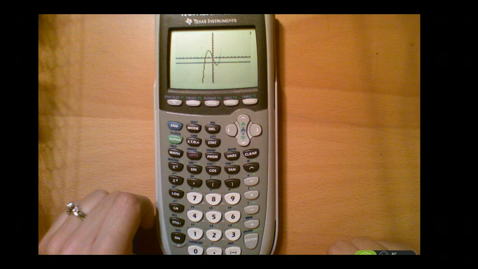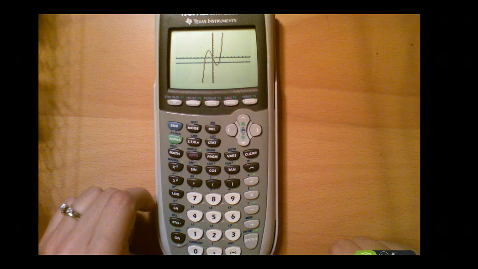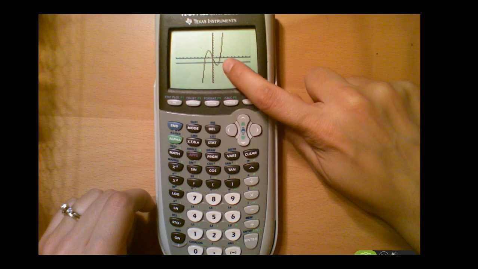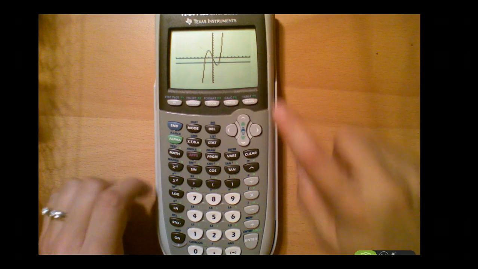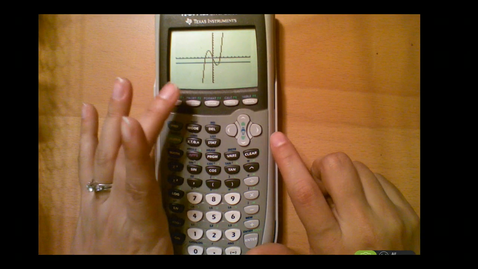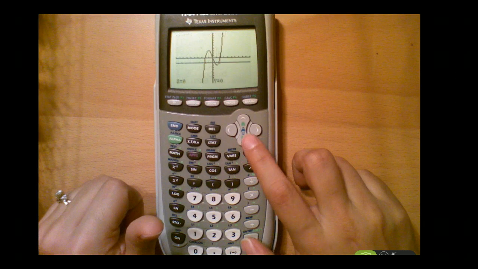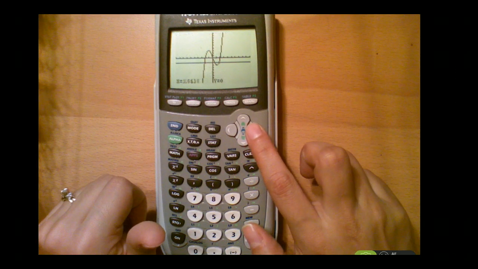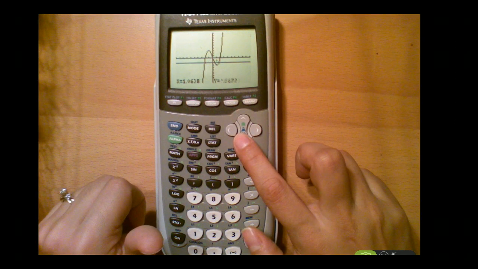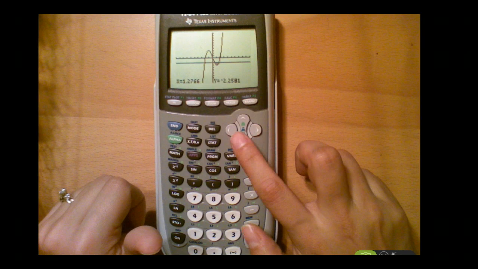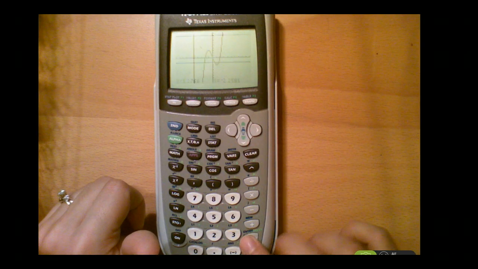So there's y equals -2, and there's my cubic function. Remember, this little region right here is the one I'm interested in. So let's zoom in on that. I'm going to go to zoom in, and then move my cursor using the right and down buttons to maybe right in the middle of that region, and then hit enter.